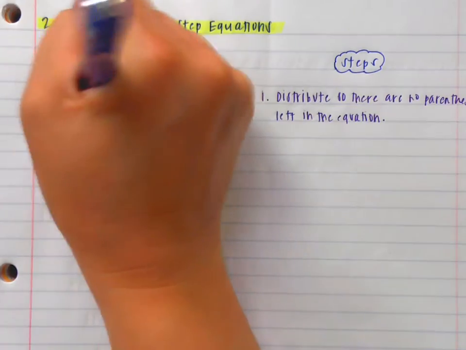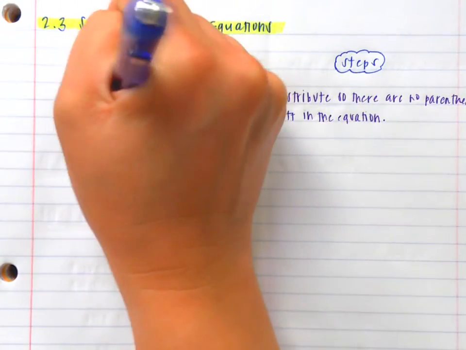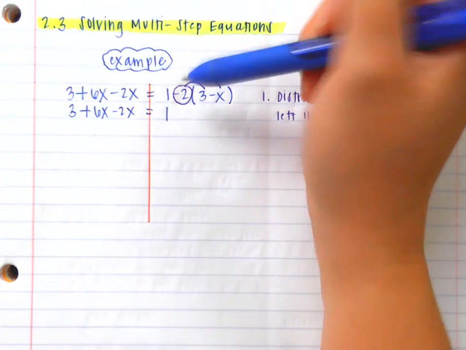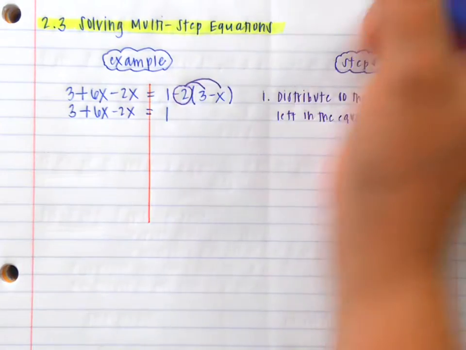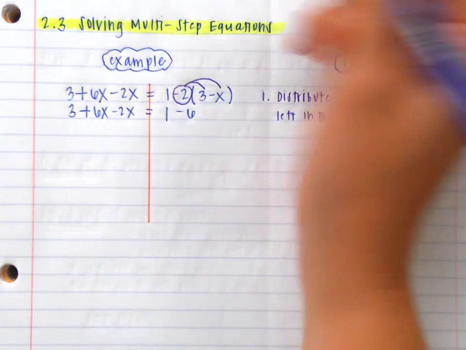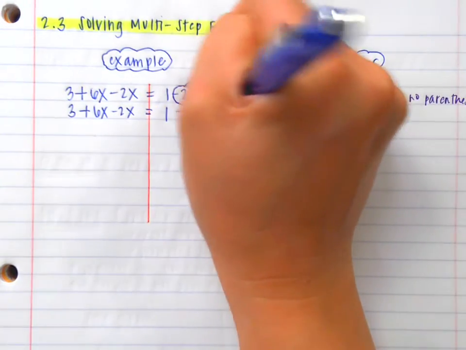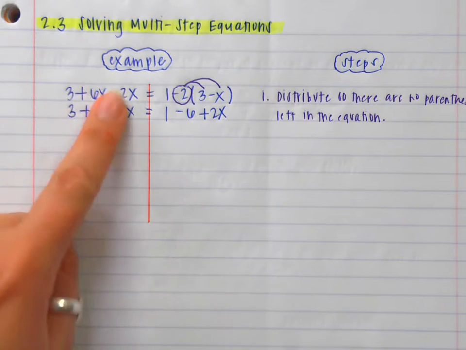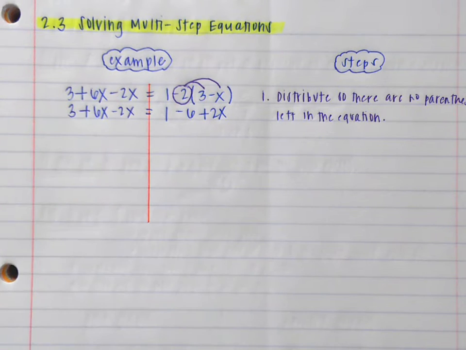So 3 plus 6x minus 2x equals 1. And now is when I'm going to distribute. -2 times 3 is -6, and -2 times -x is positive 2x. Once I've gotten rid of the parentheses on both the left and right side, if there are parentheses over here, you'd want to simplify those.